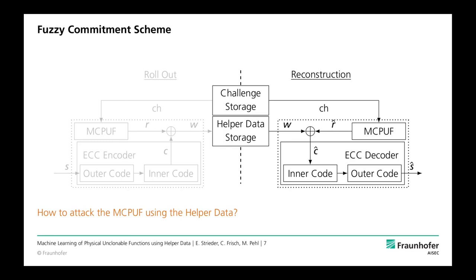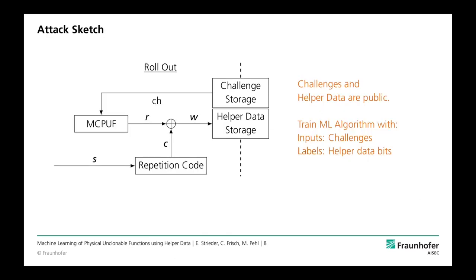How can we extract machine learning inputs and labels while having access to the challenges and the helper data? Let's take a closer look at the rollout phase. To sketch our attack, I have exchanged the ECC encoder, which contains multiple codes, with the repetition code. We know that the challenge storage and the helper data storage are publicly accessible. So the basic idea is to train a machine learning model which takes the challenges and the helper data bits. However, that's not possible because the PUF masks the code word.